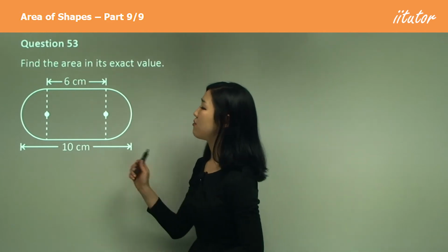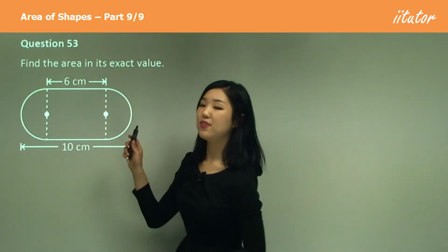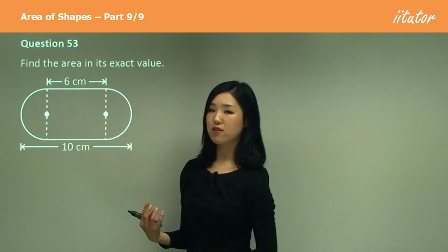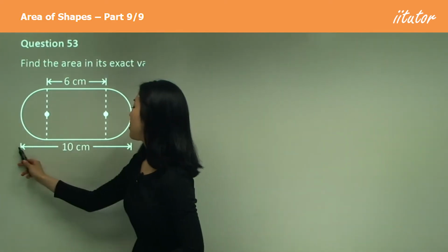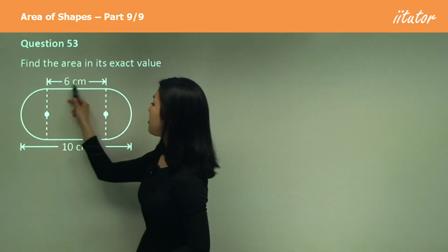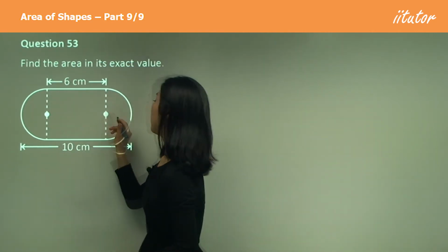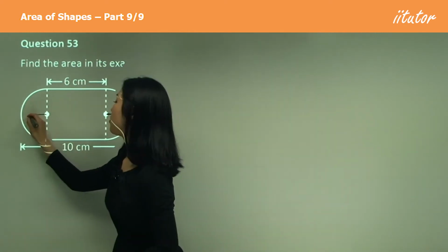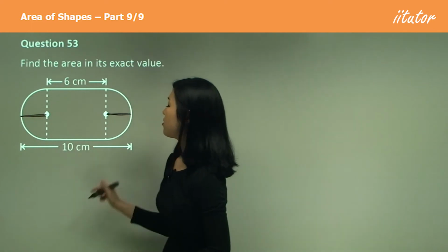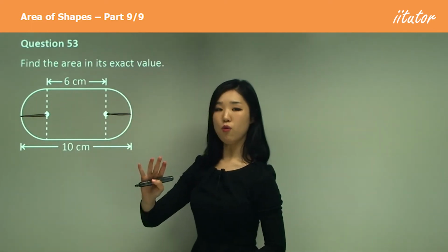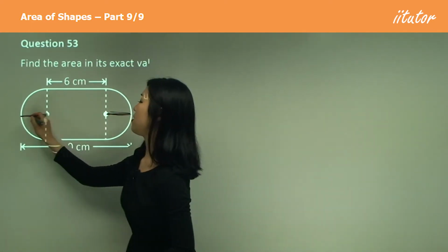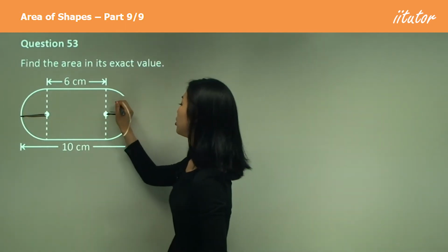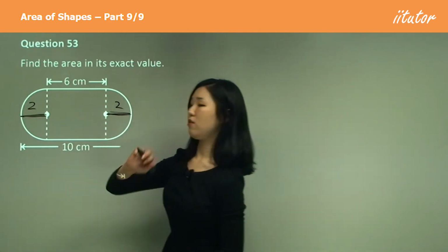So basically we need to find the area of the rectangle and the area of a circle. But to do that, we need to know the radius of the circle. See how this whole thing is 10 and this is 6? See how this length here is a radius? This is also the radius. So 10 minus 6 is 4. So this plus this is 4. So the radius would be 4 divided by 2, which is 2. So the radius is 2.